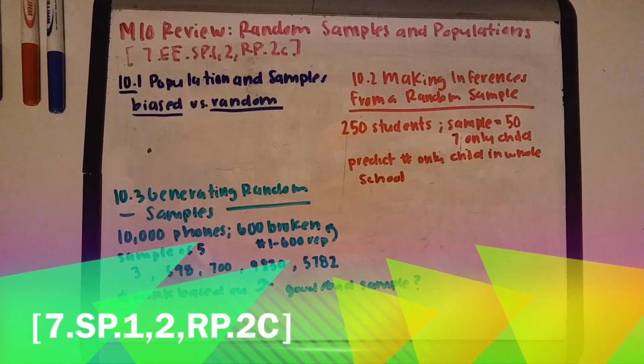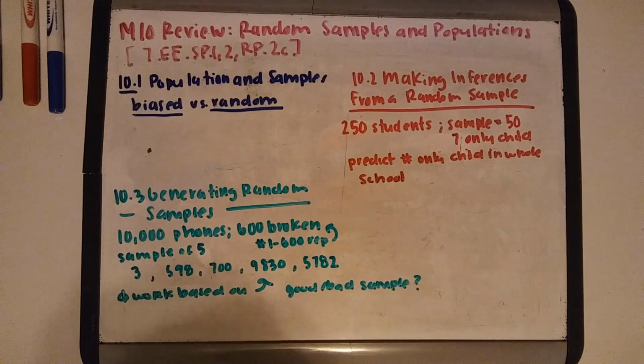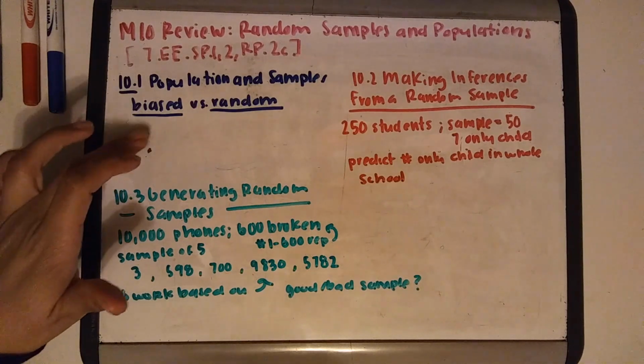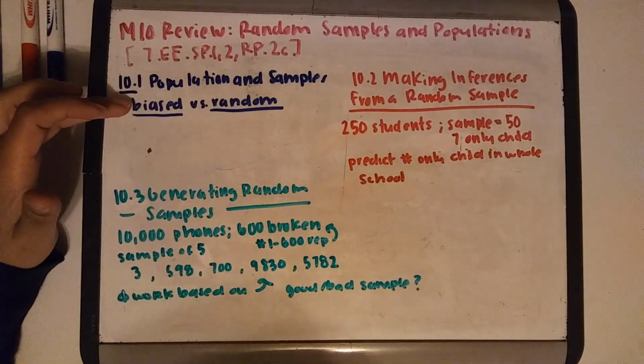Okay, so this is module 10 review with random samples and populations. So the first one is going back on population and samples. Remember, population is the whole group. Sample is a small group that you pick randomly from that big group. But you have to be careful with bias in the questions or groups.